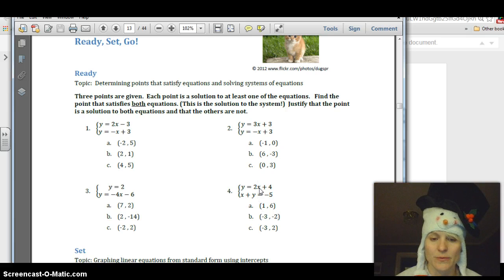So if I plug in 1 for x here, that gives me 2 times 1 plus 4, which is 6, and y is 6. Now if I plug 1 in for x here and 6 in for y here, I have 1 plus 6 equals 7, and this says -5. So we know that doesn't work. So you have to go through and plug in your x and y so that the x value and the y value will work out for both equations.